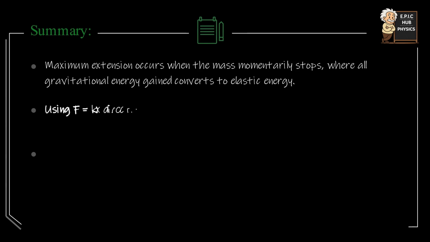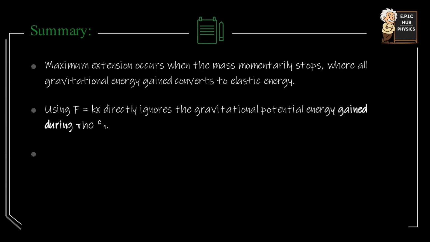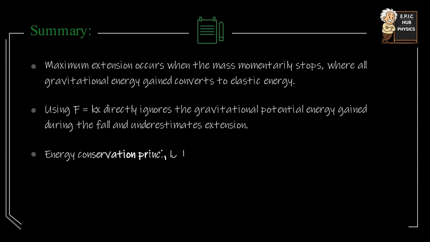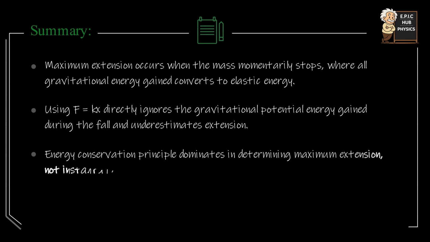Using F equals kx directly ignores the gravitational potential energy gained during the fall and underestimates the extension. This is because at the equilibrium point, where the restoring force equals the weight, which would have been about 0.157 meters, the net force is 0, but the velocity is maximum, not 0. So the mass continues downward. This makes this extension not the maximum possible, as the mass continues downward. The energy conservation principle dominates in determining maximum extension, not instantaneous forces.